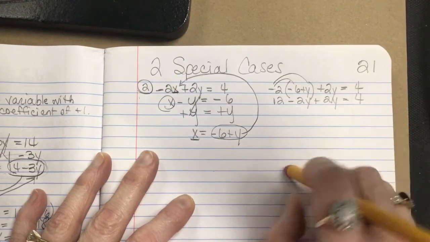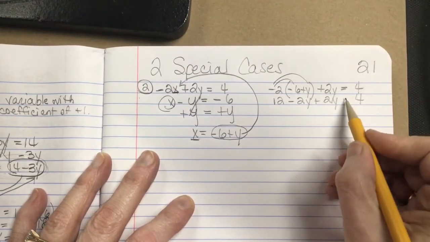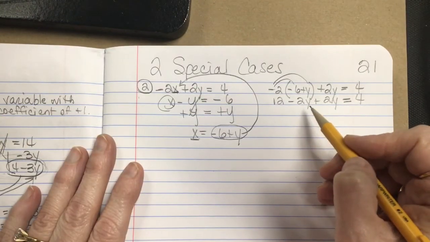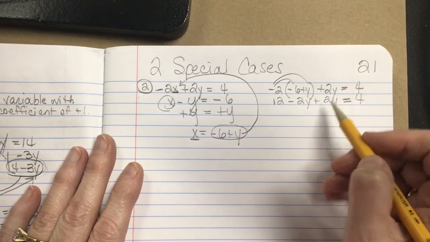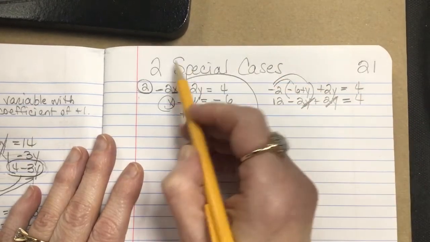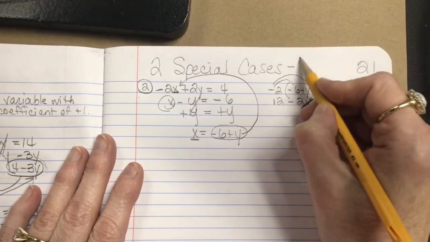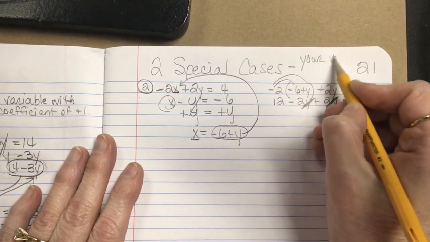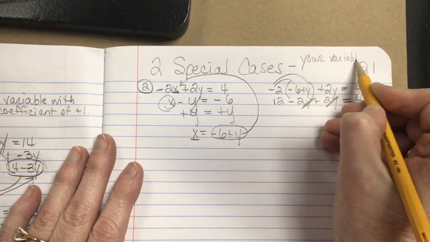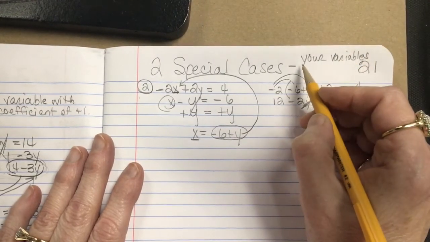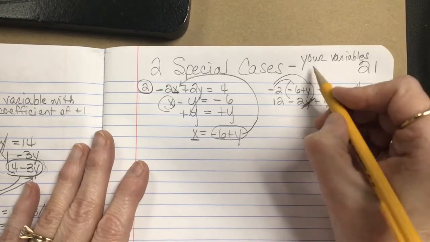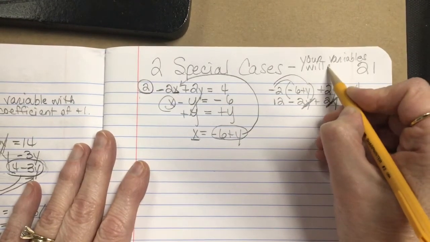Distribute the -2. You get 12 minus 2y plus 2y equals 4. Now there's your big red flag. What's something weird that's fixing to happen? Okay, the y's are going to cancel out, add out. Is that what you're saying? So those are gone. Now, in both cases, your variables, and I don't know if I like the word cancel, but that's what we said last week. Last block. Your variables will cancel out.